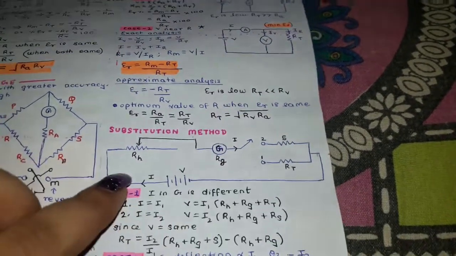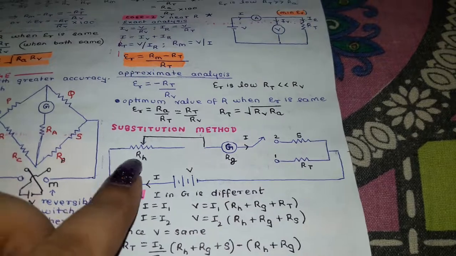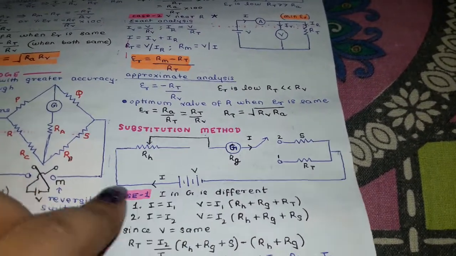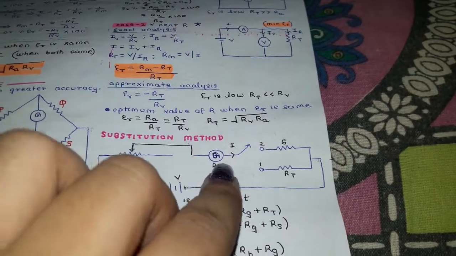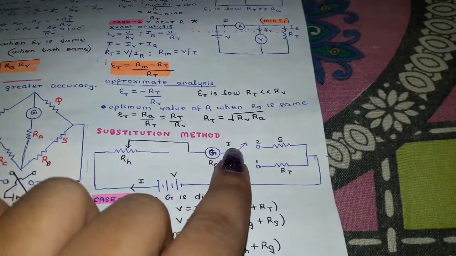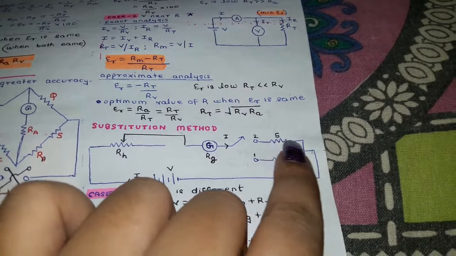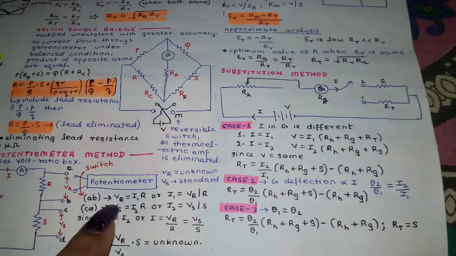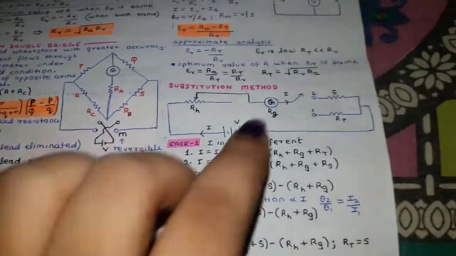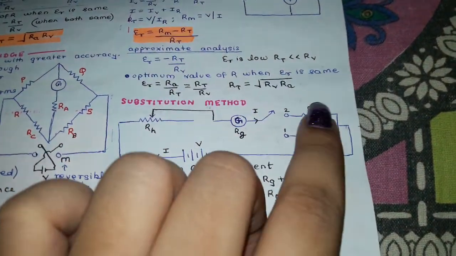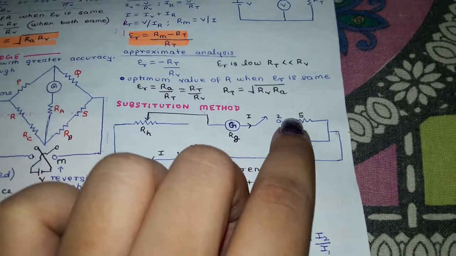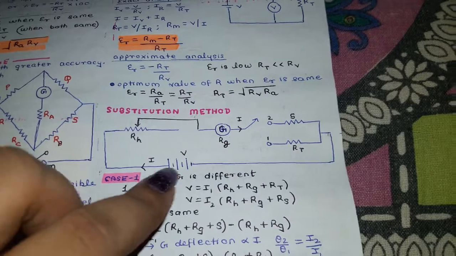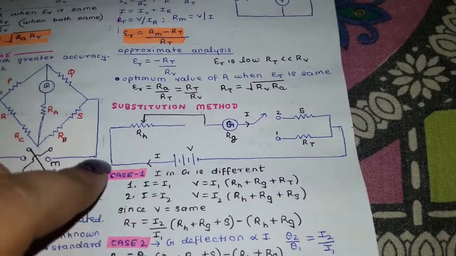Then we have our substitution method. Here we have our rheostat, we have our voltage source, we have current passing through it, and the deflection is given by this galvanometer. Here we have a standard known resistance and we have our unknown resistance. As we studied in the potentiometer, the same concept is used over here. With the help of the standard resistance you try to find the unknown resistance, because you know the voltage source is constant. What varies is the current.